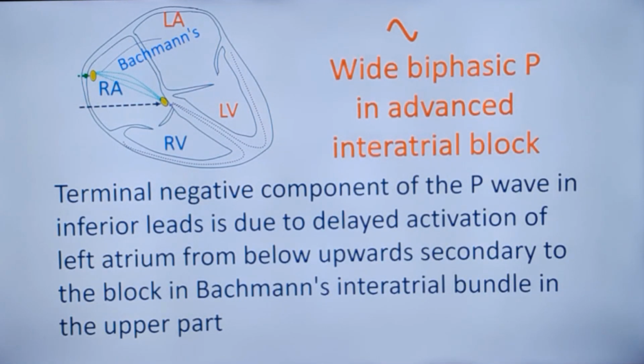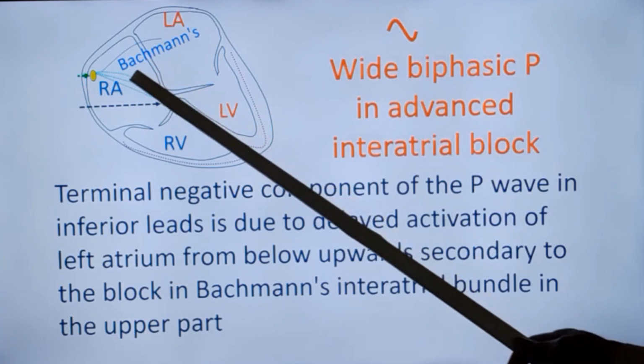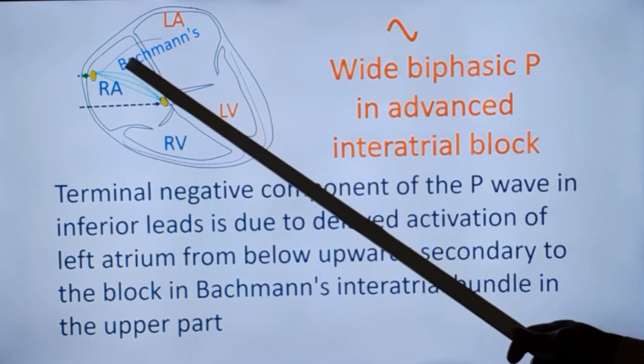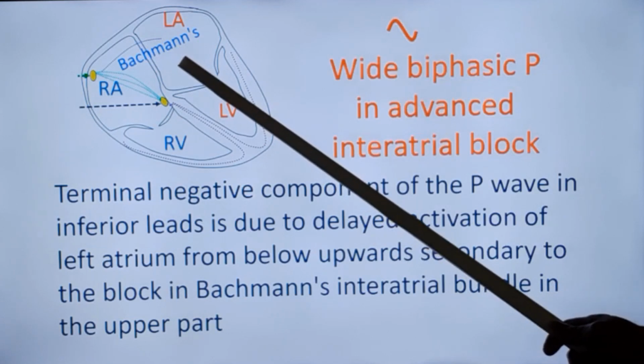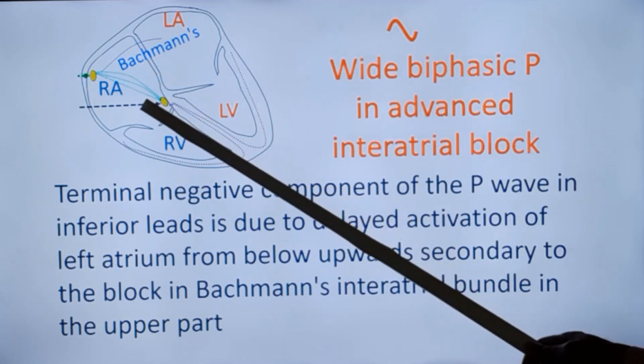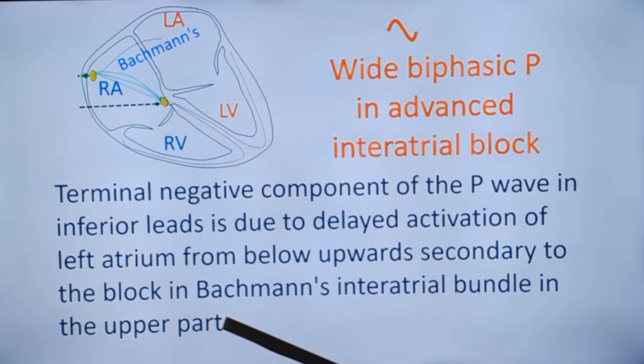Here is the explanation for the wide biphasic P wave in advanced interatrial block. Terminal negative component of P wave in inferior leads is due to delayed activation of the left atrium from below upwards, secondary to block in Bachmann's interatrial bundle in the upper part. You see, this is the Bachmann's bundle in the upper part. So normal activation, right atrium is activated first and left atrium after that. So you will have a positive P wave in inferior leads. Inferior leads are in this region. So any activation going downwards will be represented as positive in inferior leads.